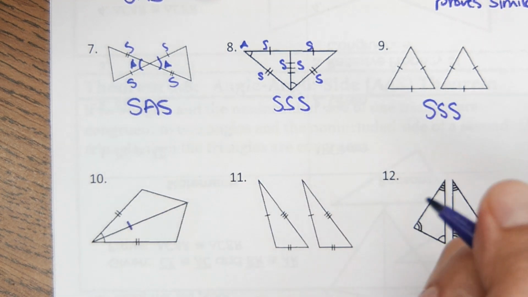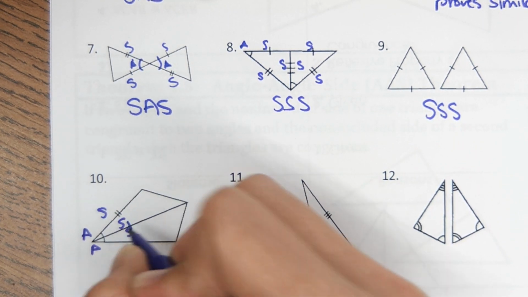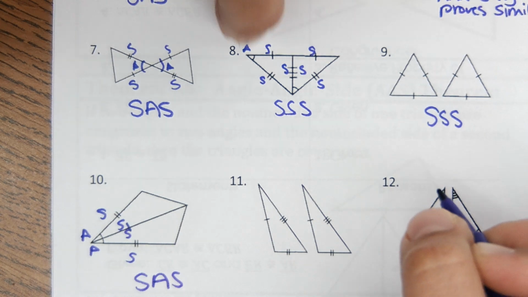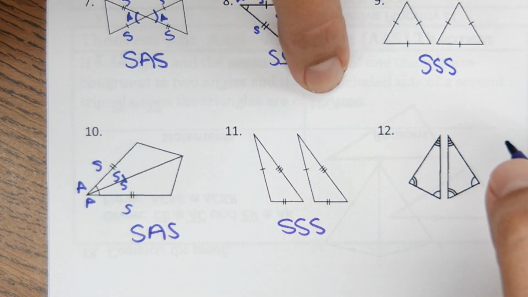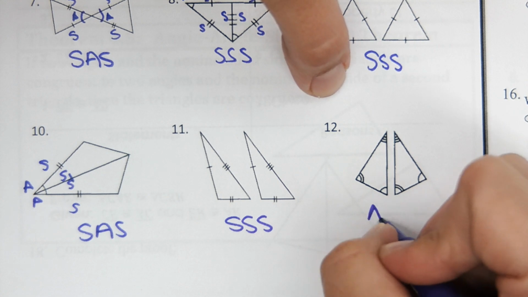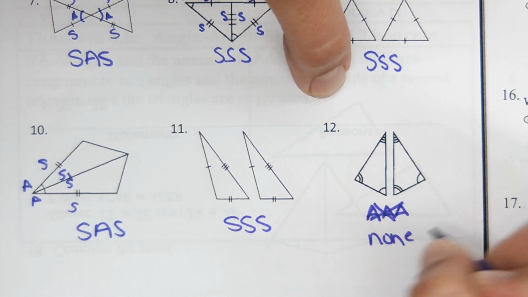Okay, and then the shared side is equal. So therefore we have side angle side, side angle side. So side angle side. Number 11, side, side, side. And then number 12, angle, angle, angle, which doesn't prove congruence, so none.